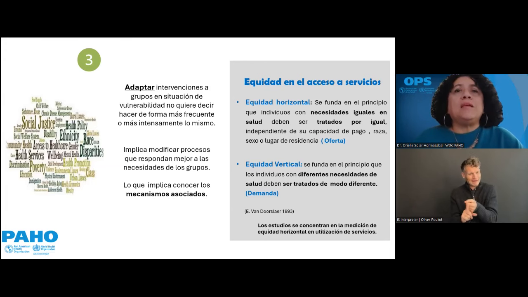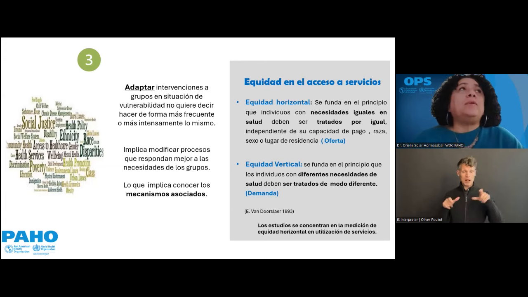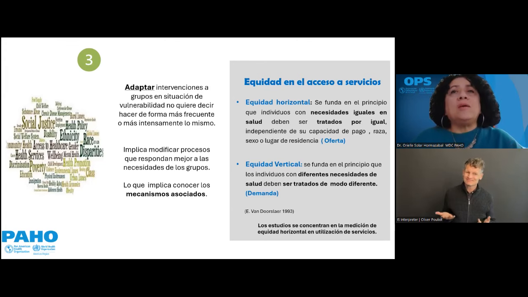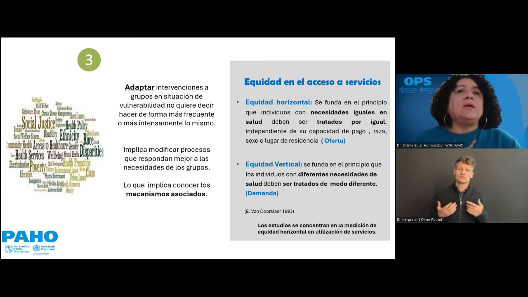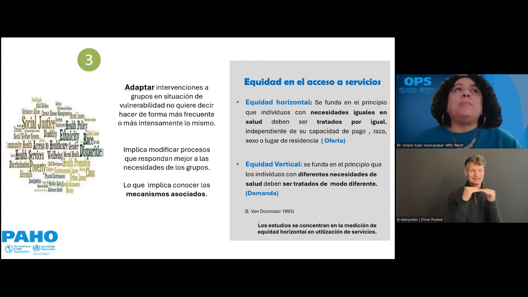In that regard, we highlight that we understand the equity of access to services, what we need to work on. And what we were saying at the beginning, when you have equality of needs, you have to treat people the same way, regardless of their ability to pay, gender, race, or where they live. And that is what we need to organize ourselves. And this is different when we say that we recognize that there are different needs in the different groups and you have to treat them differently. And that is what we were talking about, vertical equity, which means acknowledging that there are differences and we need to have different interventions that respond to those contexts.